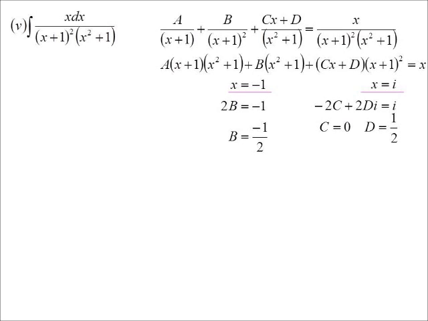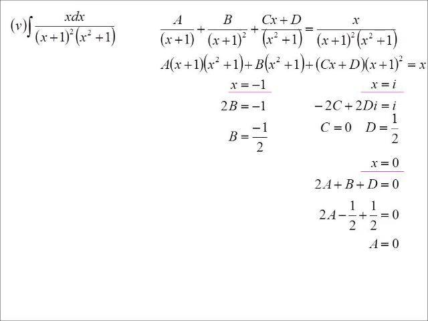I've still got to work out A, but I know what B is, I know what C is, I know what D is. So I'm just going to sub in x equals 0. And then I should get something fairly simple. I get left with 2A, and when I substitute in the B and D that I've already worked out, I've got that A is actually just equal to 0 for this one as well.